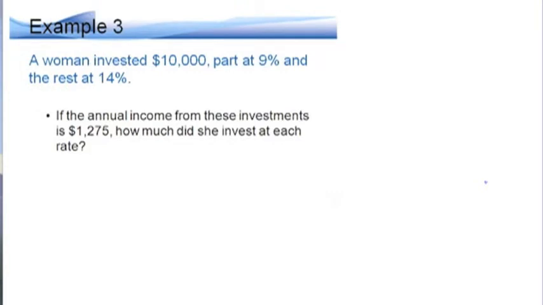A woman invested $10,000, part at 9% and the rest at 14%. So there are two things going on here. First off, how much total money is she investing? $10,000. And part of that money is going to earn 9% interest, and the rest of it is going to earn 14% interest. And we know that the annual interest income from these investments is $1,275. Using that information, we want to figure out how much she invested at each rate.